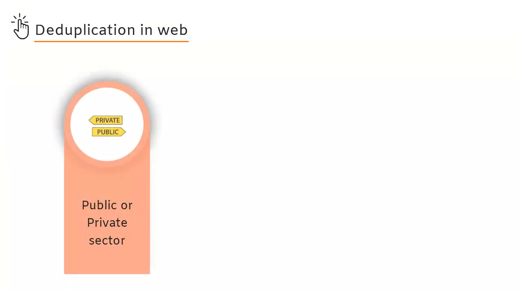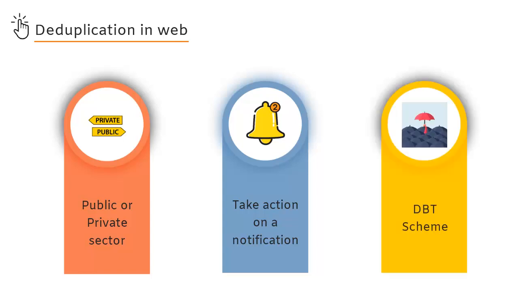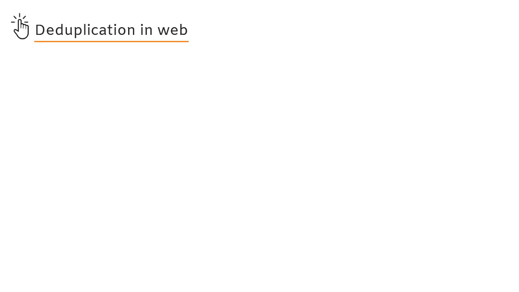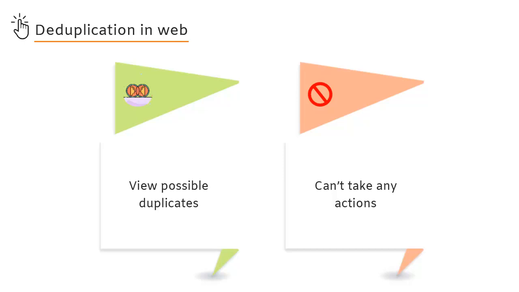Duplicates can be either notified by public or private sector anywhere in India and against an open or closed patient record. The user will be able to take action on a notification from a provider under his or her jurisdiction and not beyond. For notifications identified as duplicate, benefits under any DBT scheme will be generated only if the user marks them as unique. Private sector users can see the possible duplicates in the public sector, but they can't take any actions for public sector records.